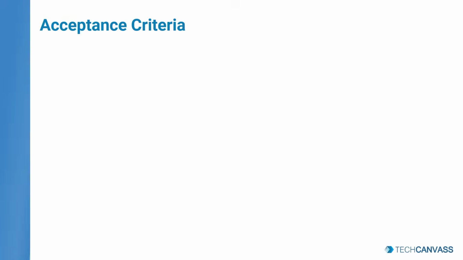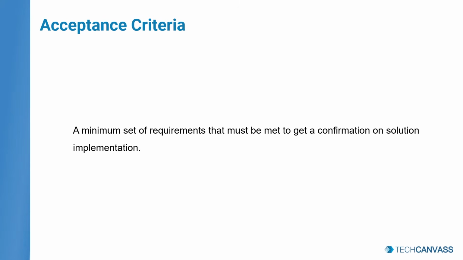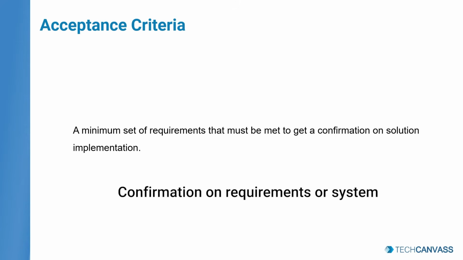Acceptance criteria refers to a minimum set of requirements that must be met to get a confirmation on the success of the solution implementation. So once a software module or application is completed, the user acceptance testing is conducted. In this case, the user is the customer. So how do they do the testing? Unless we have defined a certain set of parameters or rules which defines the end or completion of UAT, or user acceptance testing, we cannot conclude. This is what is known as acceptance criteria.